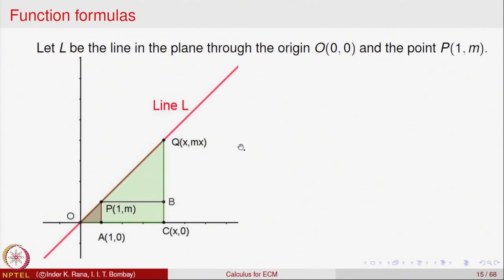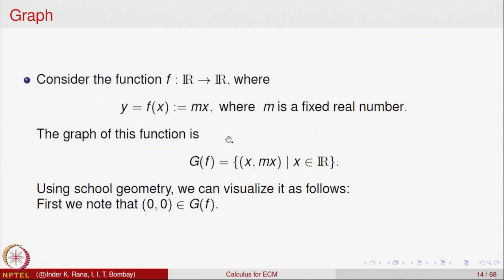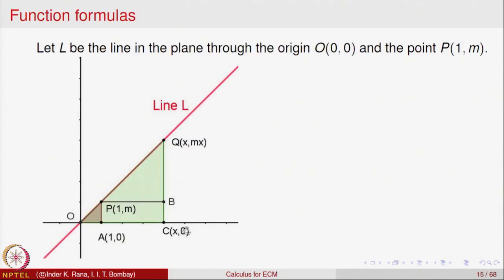So, let us look at any line in the plane which passes through the origin, because origin is on the graph, and if in our function x is equal to 1, then 1 comma m also is a point on the graph. So, our graph is going to pass through 2 points. Let us test the possibility that our graph is a line passing through the point 0 0 and the point P, which is 1 comma m. So, let us call this line L, and let us take any general point Q on this line and find out its coordinates.